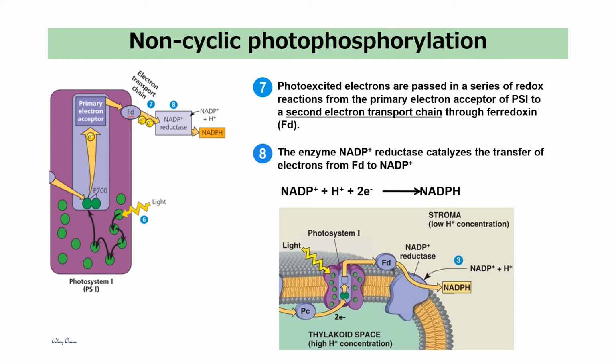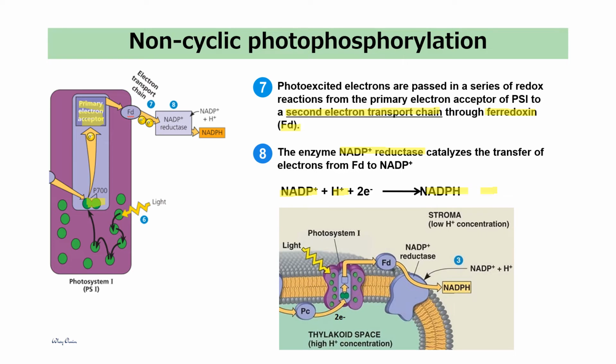The photoexcited electron released by P700 in PS1 will be accepted by the primary electron acceptor. The primary electron acceptor is reduced, so it passes the electrons to the second electron transport chain, which is ferredoxin. The ferredoxin is reduced, so a redox reaction occurs. The ferredoxin will pass the two electrons to the last electron acceptor, which is NADP+, which will combine with two protons and become NADPH, with a balance of one proton. This reaction is catalyzed by the enzyme NADP+ reductase.